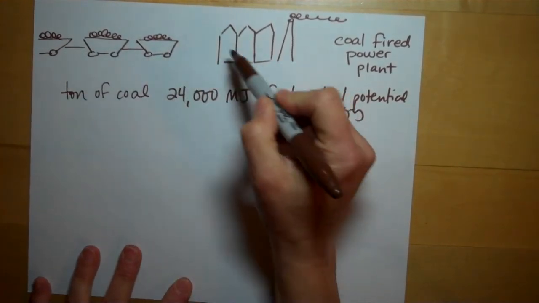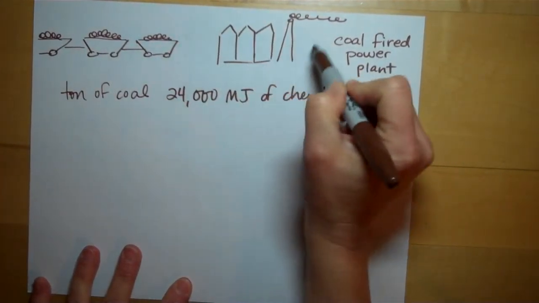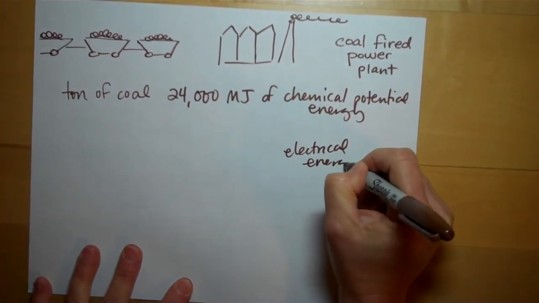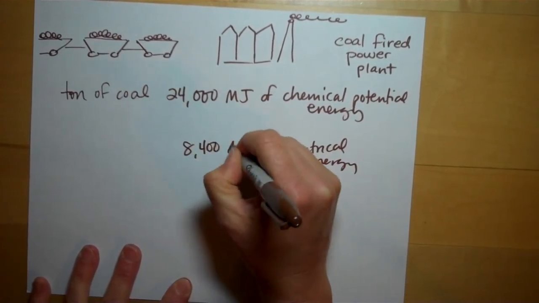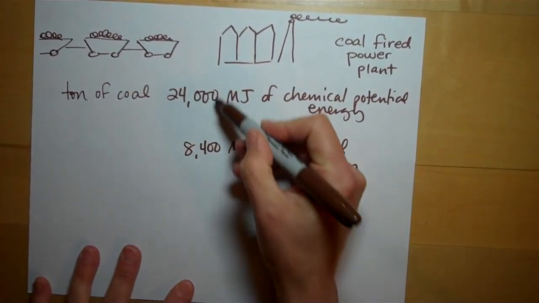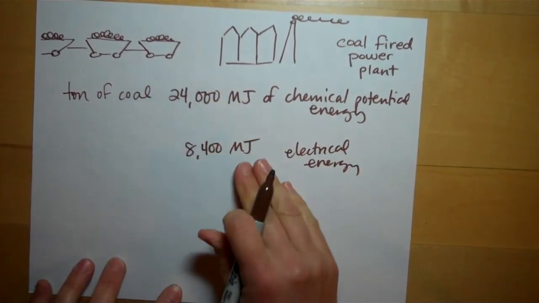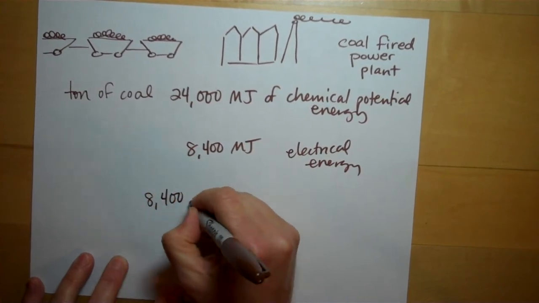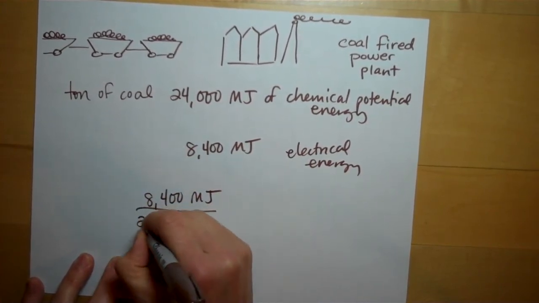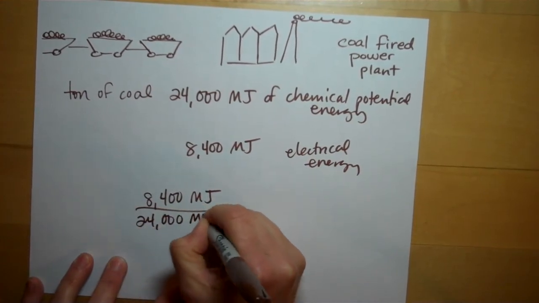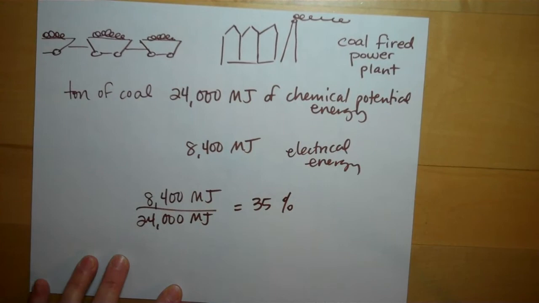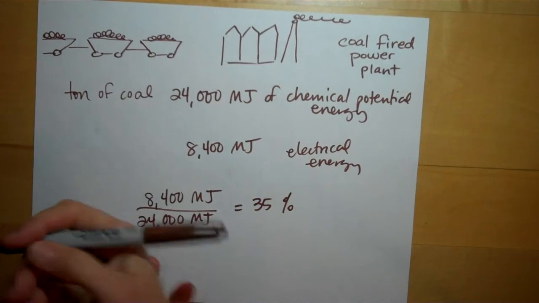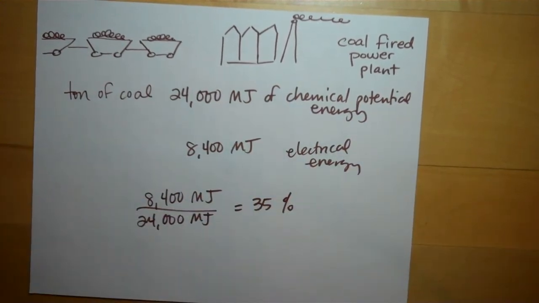But when it's run through this power plant, the amount of electrical energy that's produced is much lower. Only about 8,400 megajoules of energy will be produced. So you can see the loss of efficiency. And these are typical numbers for a coal-fired power plant. So you have an efficiency of only 35%, literally meaning 65% of the coal's energy was lost to waste heat.